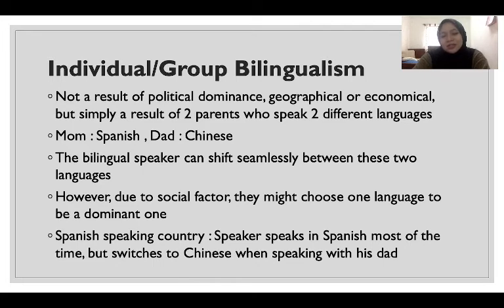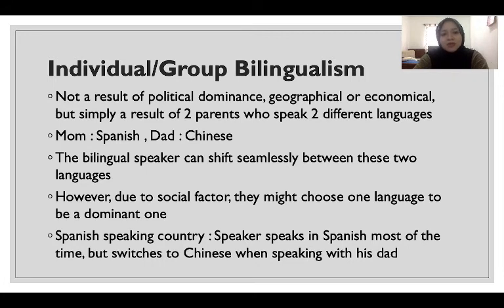So just a normal human being to be able to shift seamlessly at all times might be difficult. Okay, but due to social factors, due to the environment, this child needs to choose one language to be a dominant one. For example, in a Spanish speaking country, the speaker speaks in Spanish most of the time but switches to Chinese when speaking with his dad. Okay, so this is an example of individual or group bilingualism.